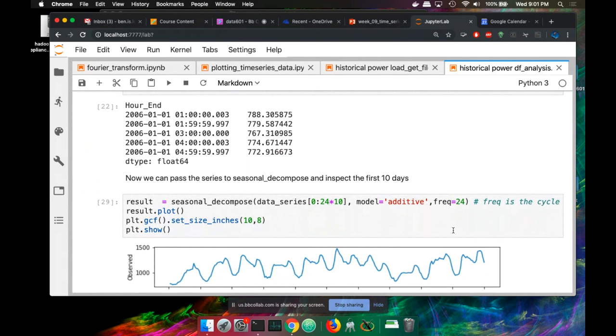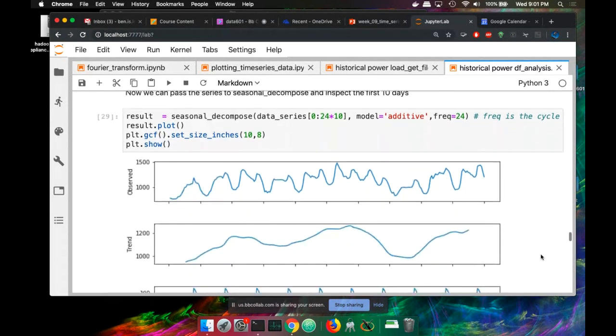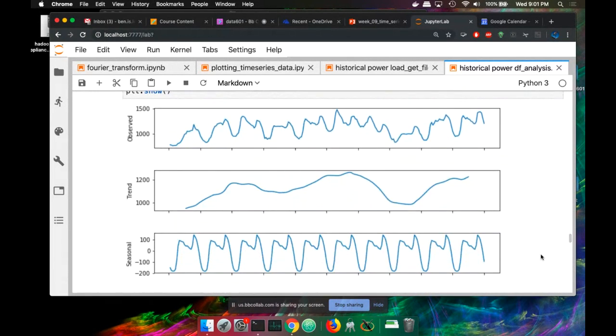All right. So again, our data is taken every hour. To get 10 days, I'm going to pass the first 240 measurements as my data series. And then I'm going to say the window size is 24 measurements. What we get back is what the 240 measurements look like, and then it automatically takes out the trend and the seasonality.